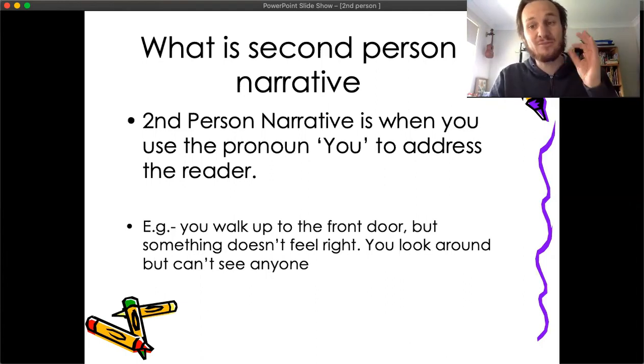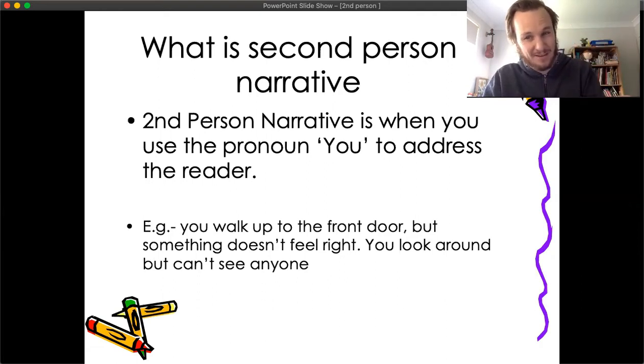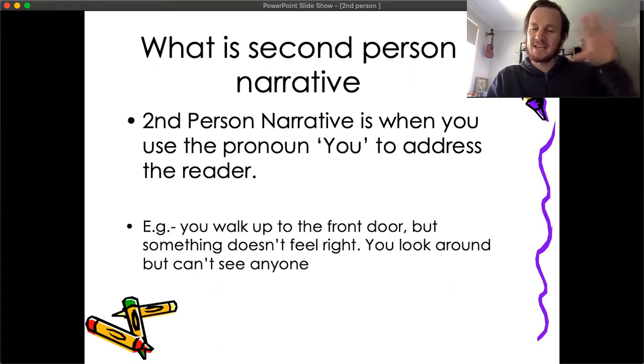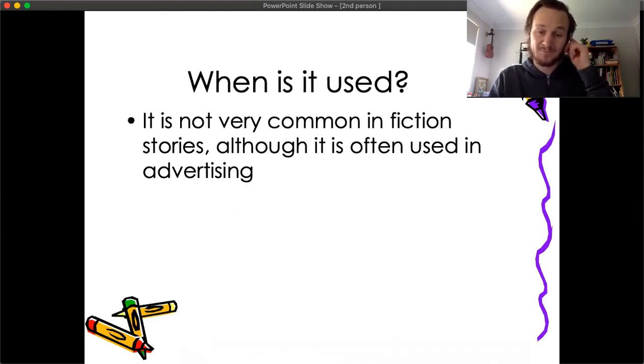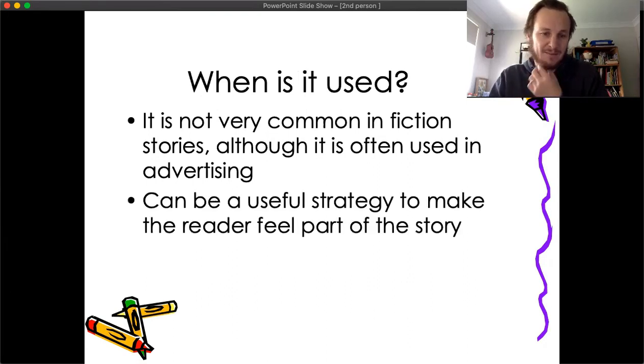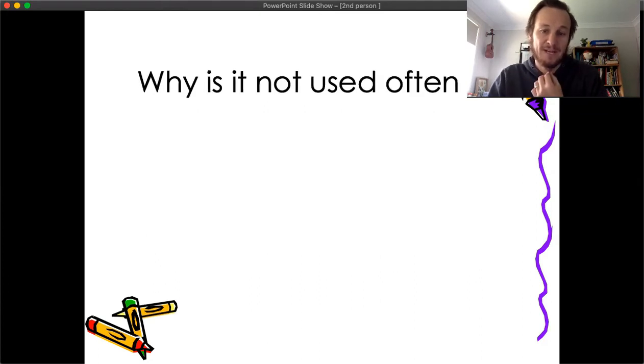Okay? It's a really, really great thing to make the reader feel part of the story and make them place themselves in the role of the main character. When you're saying I, they can distance themselves. But if you're saying you, they have to put themselves in that position. So it can be a really, really useful technique. It's not very common in long fiction stories. It can be used in a short story, but you won't really find any long novels that are written in that point of view. But it's used quite a lot in advertising, and I'll get to that. It can be a useful strategy to make the reader feel part of the story.